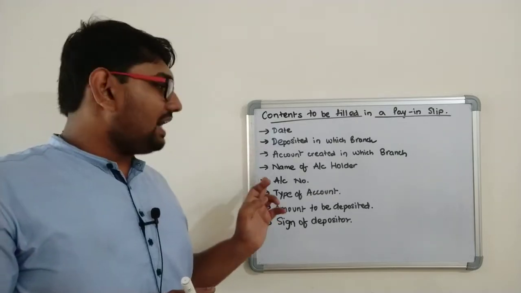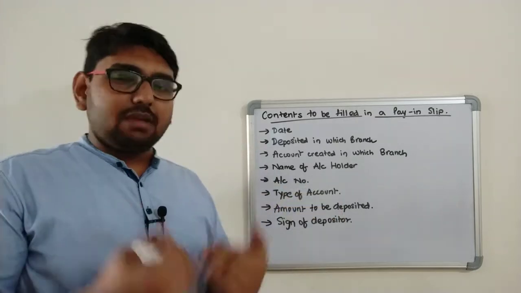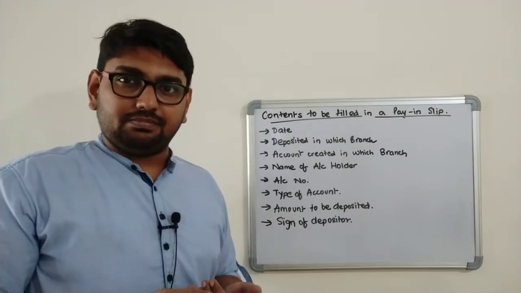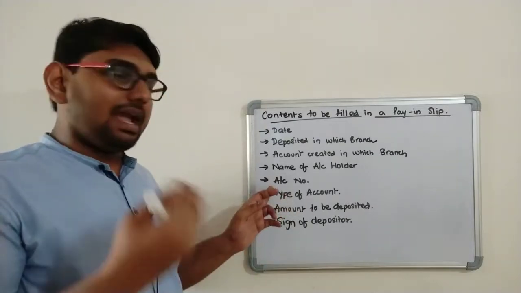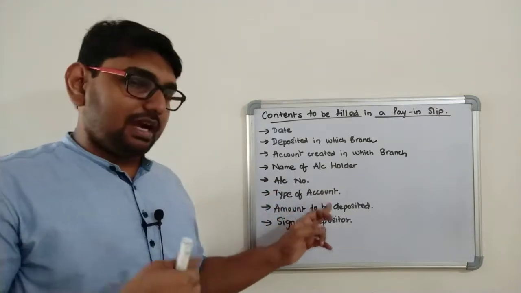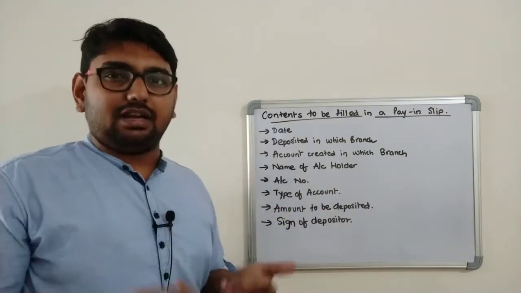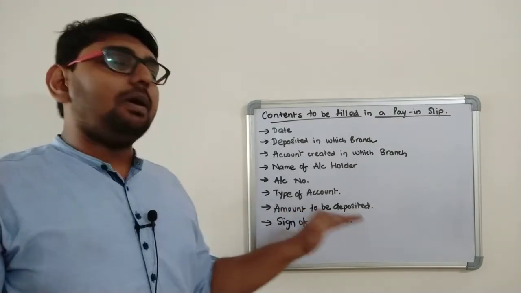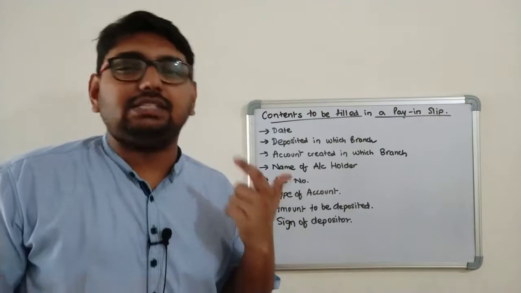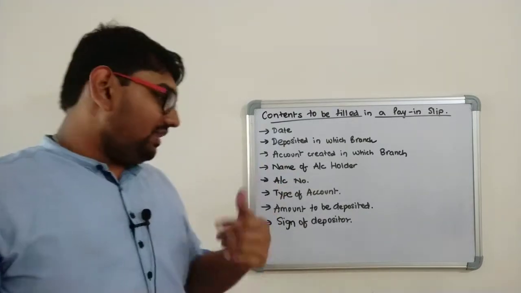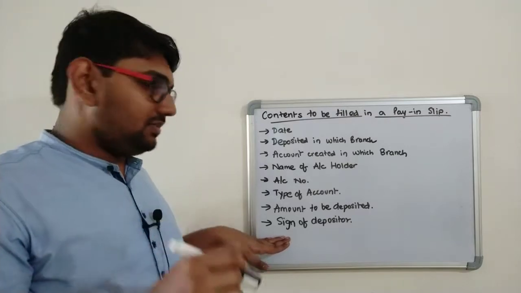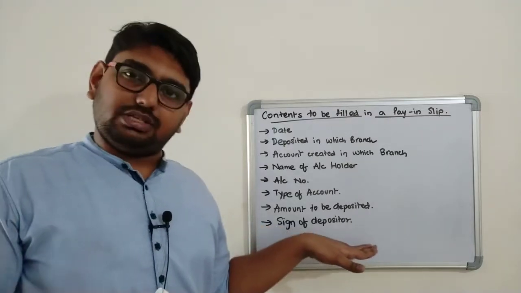After this, we are supposed to write the name of the account holder. If I am depositing money in my bank account, I will write my name. After that, I have to write my account number and the type of my account, may it be savings or current, recurring, FD, whatever it can be. Then you are supposed to write the amount to be deposited in words as well as in figures. And obviously, last but not the least, every document needs a signature. So you need the signature of the depositor.